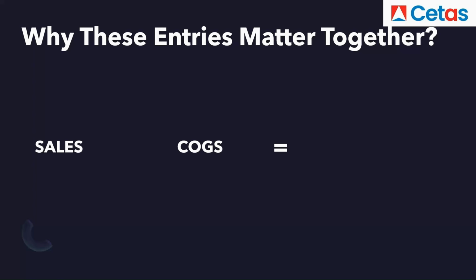Why do these entries matter together? Sales revenue and COGS always work together. Revenue creates profit and COGS reduces that profit. The difference between them is the gross profit. So, revenue minus COGS is equal to gross profit.